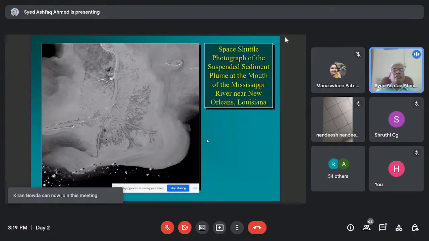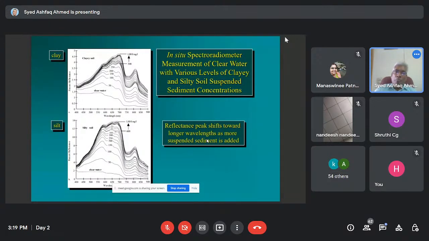You can download satellite images, a number of which are available freely. You can download them and study them. This is the mouth of the Mississippi River joining the ocean, and you can very clearly see these suspended sediments, how big they are and how far they are spread. This is one such image. You can study the presence or absence of suspended minerals.